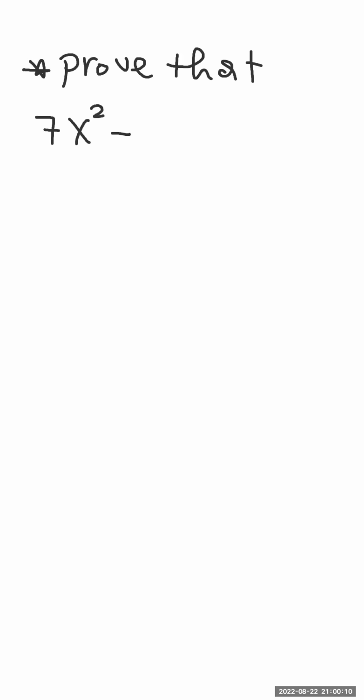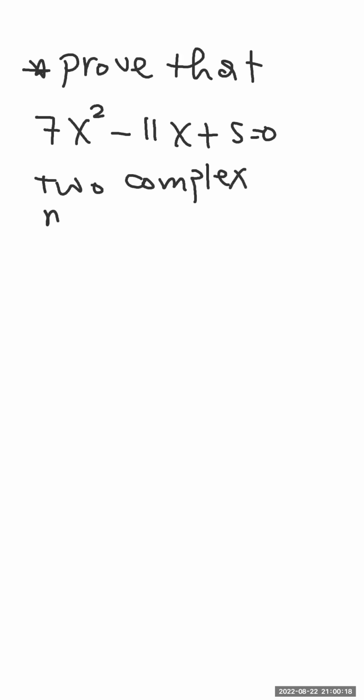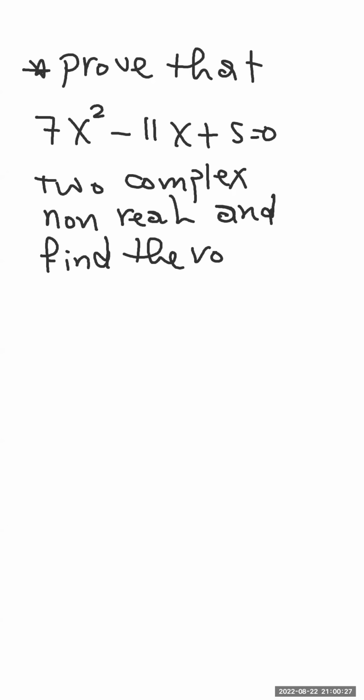Okay, next example. In the following example, prove that the roots of the equation 7x squared minus 11x plus 5 equals 0 are complex, non-real, and find the roots. Okay, it's exactly the same as before. We will check the types of the roots to prove that they are complex, and then we will get the two roots.